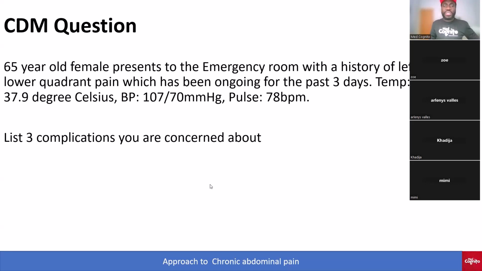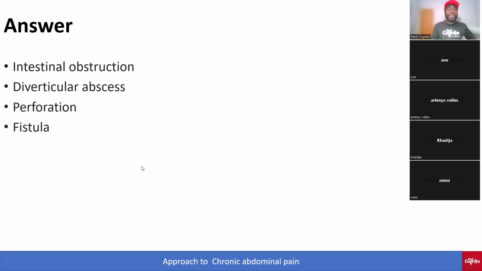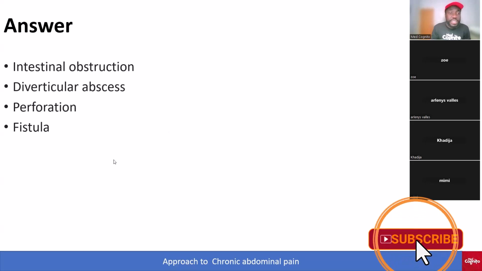Okay, this patient has a fever. So list 3 complications you are concerned about. I'm going to think about obstruction. I'm going to think about diverticular abscess. I'm going to think about a perforation. I'm going to think about fistula. Those are the things I'm going to think about mainly. And the perforation is what is going to lead to the peritonitis, right? So that is that.